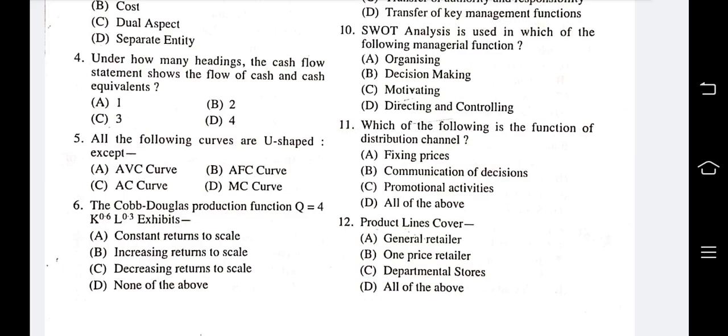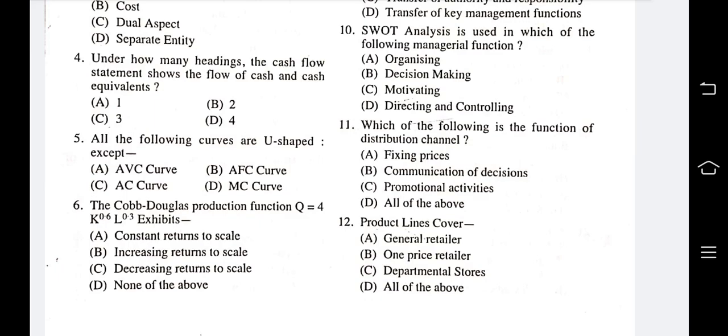Then next is number 6. The Cobb-Douglas production function is Q equal to 4 K to the power 0.6 into L to the power 0.3 exhibits. Options: A, constant return to scale, B, increasing return to scale, C, decreasing return to scale, last is none of these. Here the answer is constant return to scale.